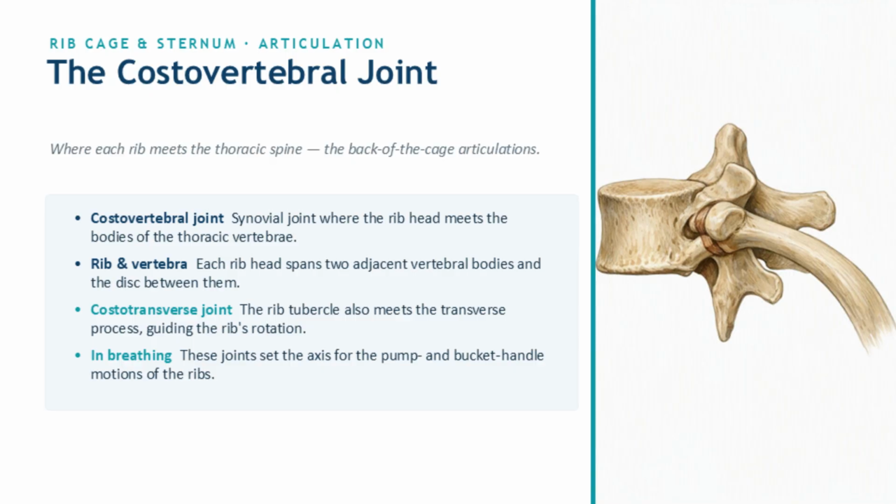As you study these joints, think about how even minor restrictions in mobility could influence breathing patterns, posture, and overall thoracic movement. Understanding thoracic articulations completes our review of the axial skeleton.